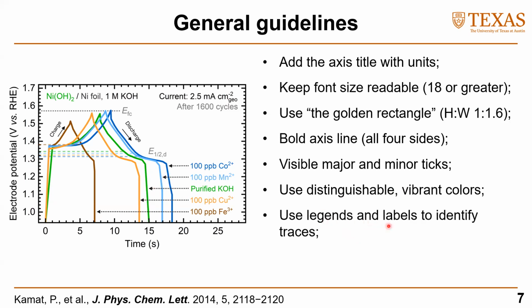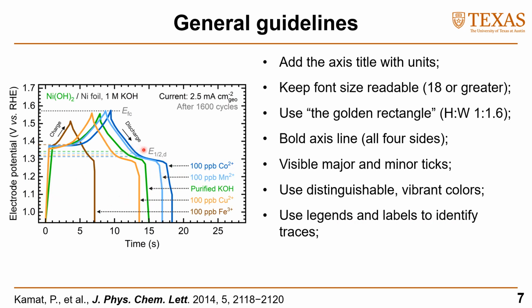Use legends and labels, especially labels, to identify different traces, different curves. So for instance, notice that here, by using these arrows and these labels, we can easily identify, okay, this one is 100 ppb cobalt, this one is 100 ppb manganese, and so forth.